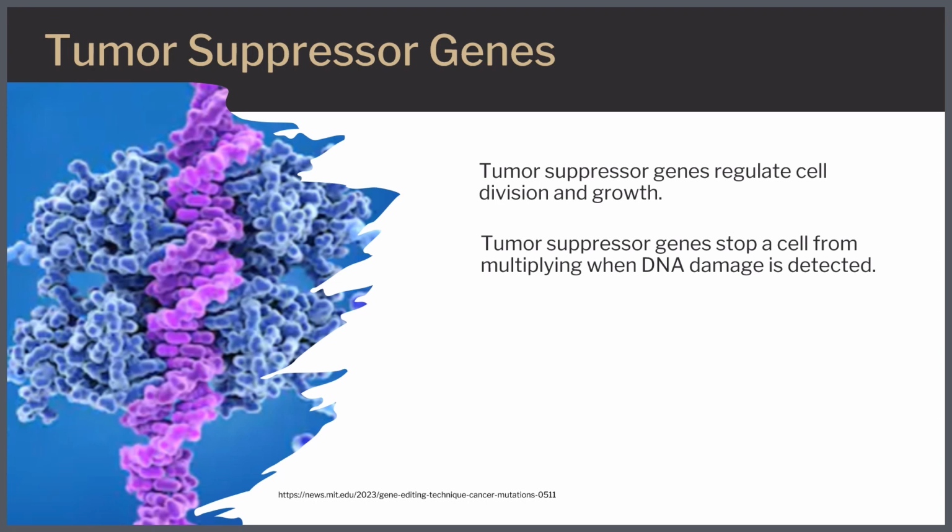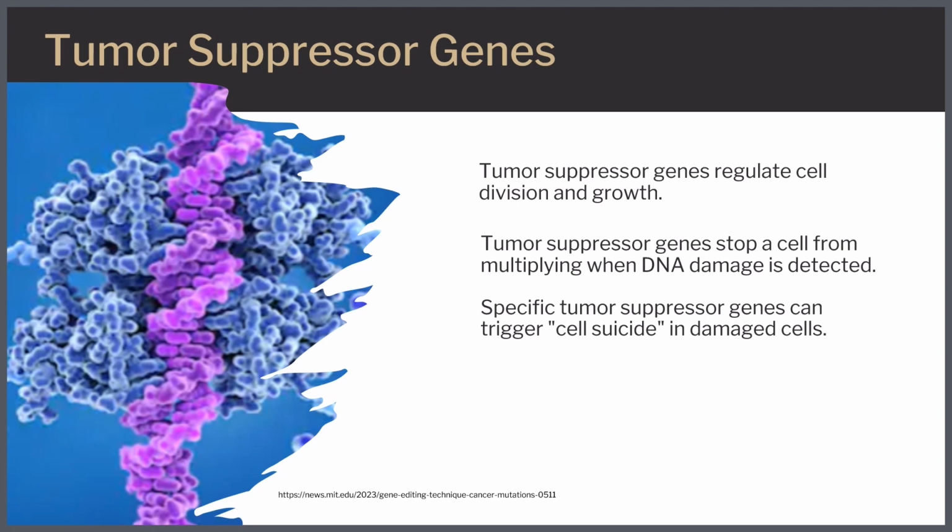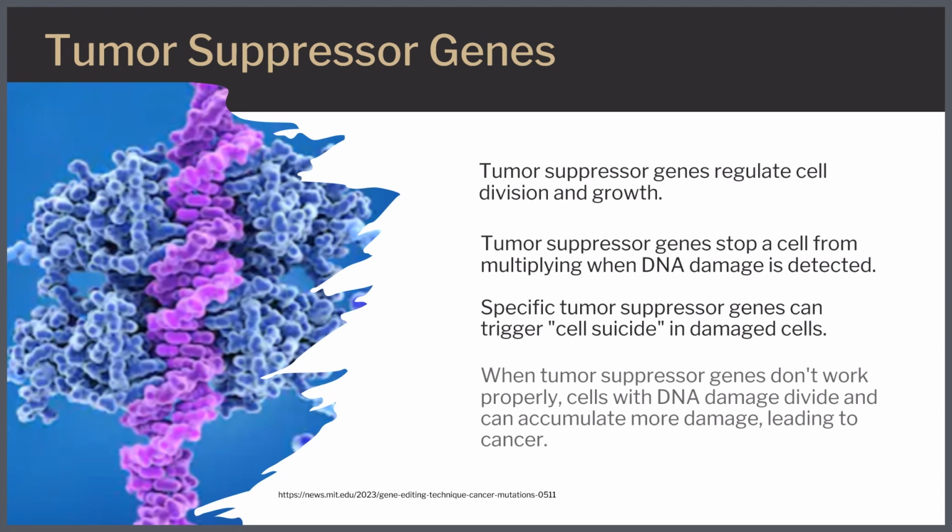Tumor suppressor genes stop a cell from multiplying when DNA damage is detected. Specific tumor suppressor genes can trigger cell suicide in damaged cells. When tumor suppressor genes don't work properly, cells with DNA damage divide and can accumulate more damage, leading to cancer.